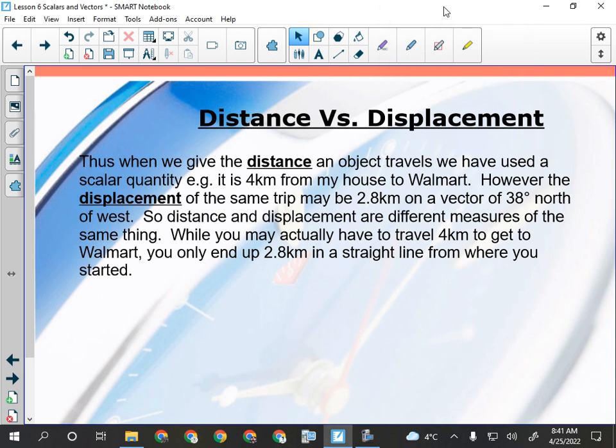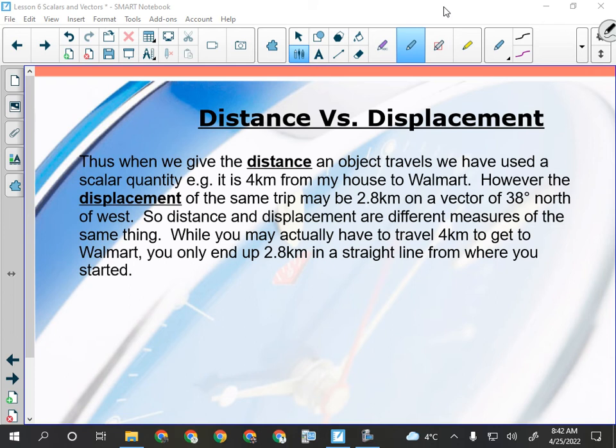Okay, so before Easter we were talking about scalar quantities and vector quantities. Just a quick review, scalar quantities are any measured value that has only a magnitude. So distance is one. If I say that it's 350 kilometers to Edmonton, that is a distance. If I say it is 350 kilometers at probably 10 degrees east of north to Edmonton, then I would be giving displacement, which is a vector quantity because it has both magnitude and direction. Everybody follow me there?